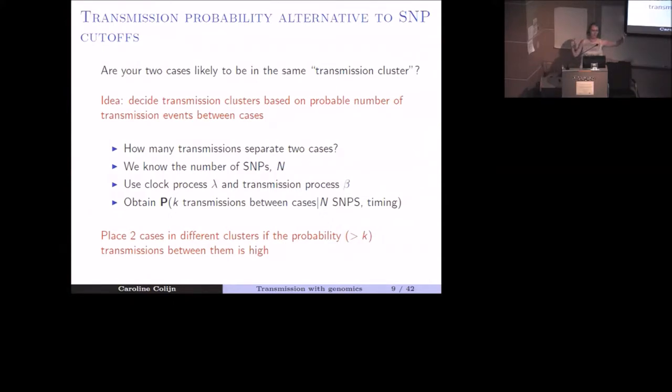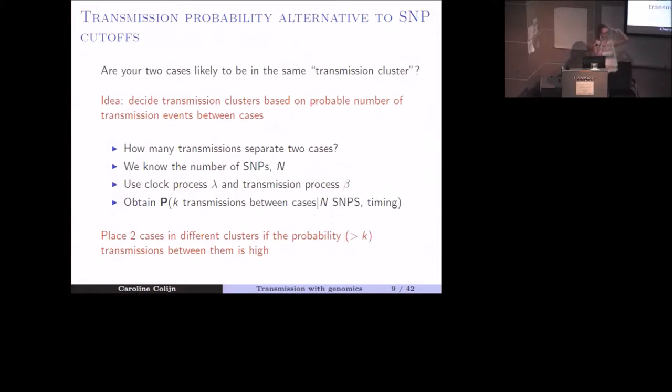So there's a certain amount of evolutionary time, not just the time between diagnosis of case A and B, but the whole evolutionary time separating their isolates. How many transmissions was that? And what do you want to do as a public health person to split that into cases? And we do it this way. So we know the number of SNPs N, and maybe we also know something about whether some subset of those are under selection. We think we know something, even if it's a messy clock process, which we'll call lambda, and a person-to-person jump from the pathogen.